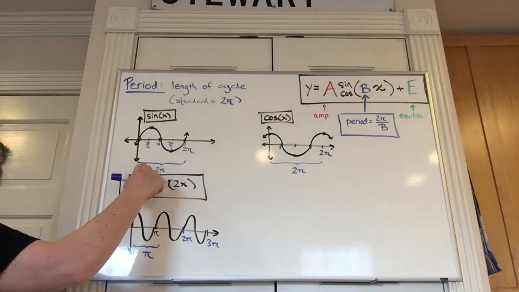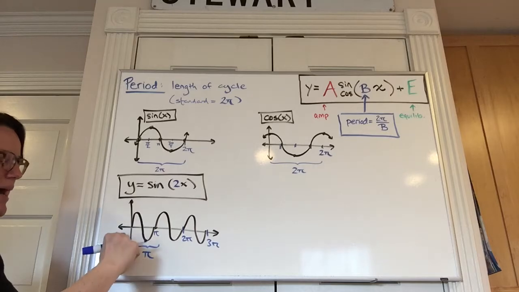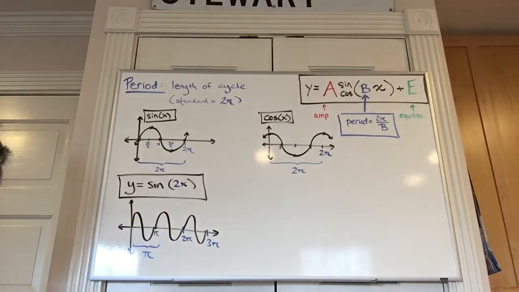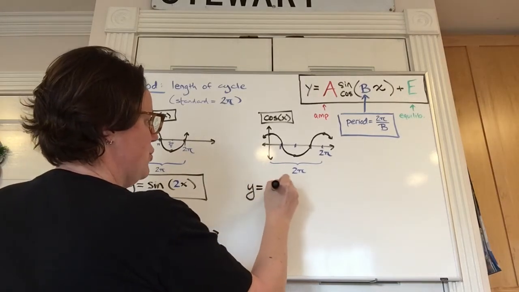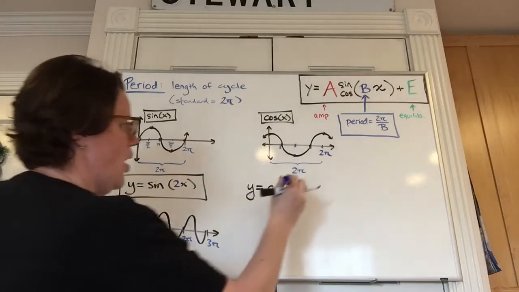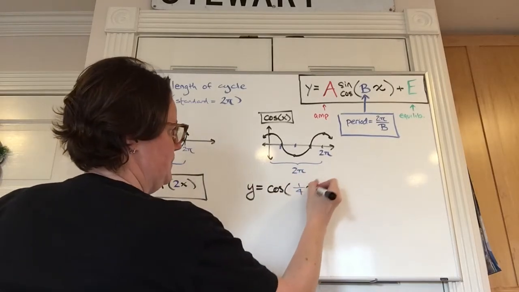So in this case, the period was 2 pi, I divided by 2, and the period became pi. So I had a full cycle in just pi radians. Okay, so I'll give you another example. Let's say I asked us to graph y is equal to the cosine of 1/4 times x.